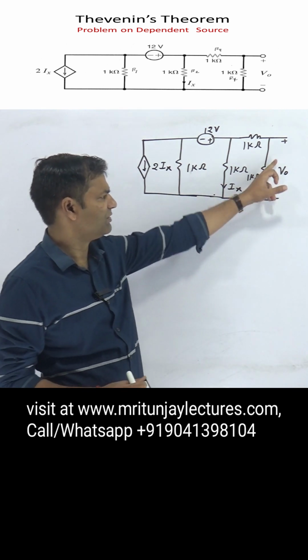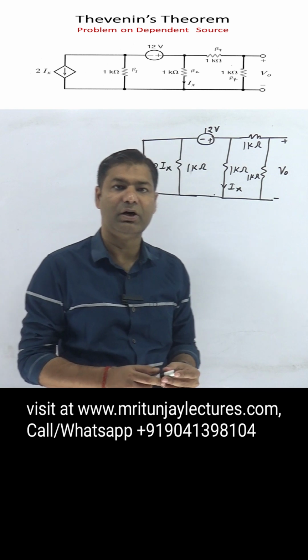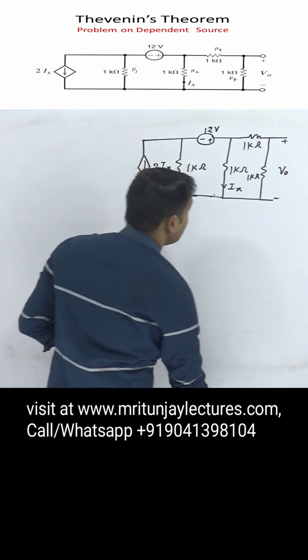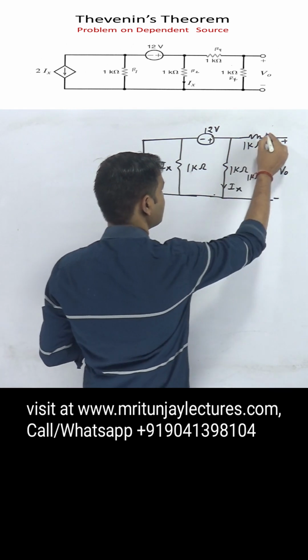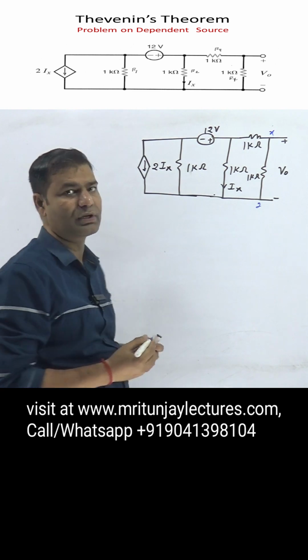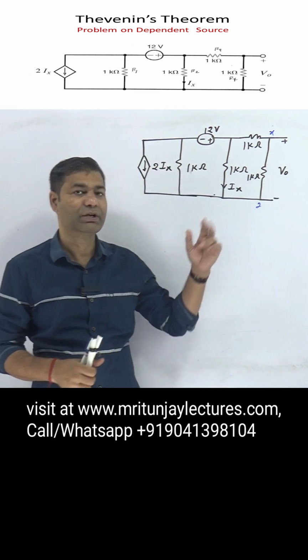Now our motto is to determine V naught with the help of Thevenin's theorem. How can we achieve this target? First of all, consider this terminal X and that one Y, and the 1 kilo ohm behaves as a load resistance. Okay, 1 kilo ohm behaves as a load resistance.